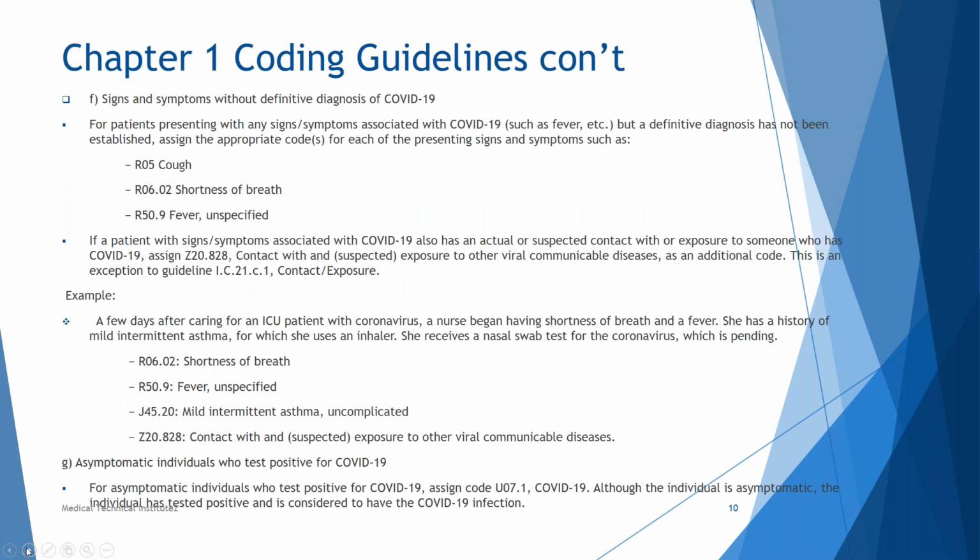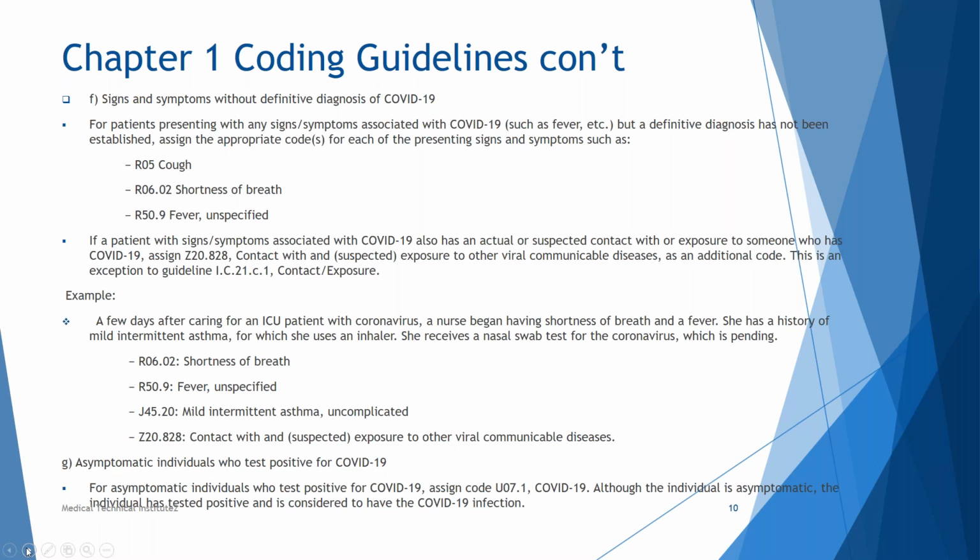Now, signs and symptoms. Of course, the basic guideline is that if there is no definitive diagnosis, then you code the sign or symptom. This does not change. So for patients presenting with signs and symptoms associated with COVID, but a definitive diagnosis has not been established, assign the appropriate code for each of the presenting signs and symptoms. So if the patient is coming in for cough, shortness of breath, and fever, and we don't have a definitive diagnosis of whether this is definitely COVID or not, or if it's anything else, then we are still going to code the signs or symptoms.